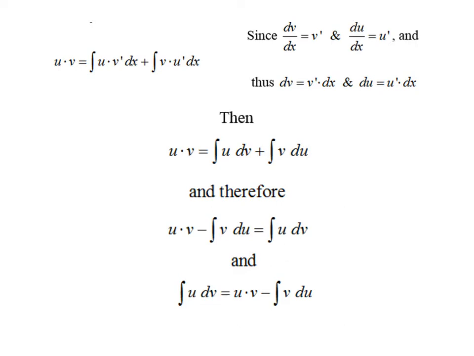And if we just turn that around, we have that the integral of u dv is equal to u times v minus the integral of v du. That seems confusing, but just bear with us here. It'll help when we do an example.